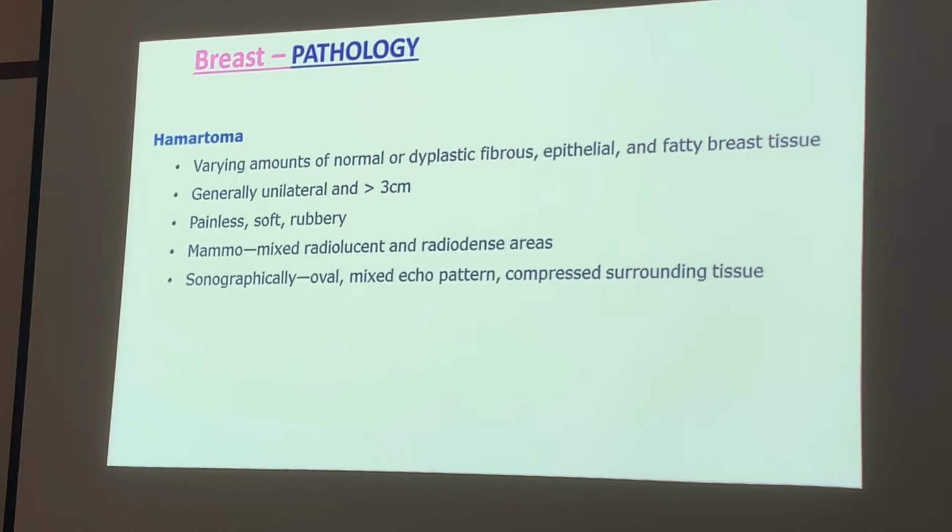A hamartoma has varying amounts of normal and dysplastic fibroepithelial and fatty breast tissue, generally unilateral, greater than 3 centimeters. It's painless, soft, and rubbery. On mammo, it's mixed radiolucent and radiodense areas, so sonography is also going to have a mixed echo pattern. It compresses the surrounding tissue. Again, benign tumors displace rather than invade tissues.